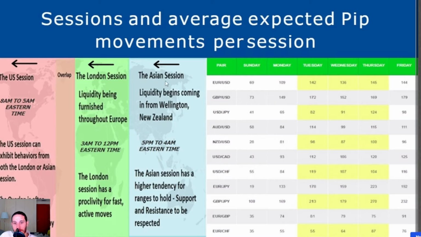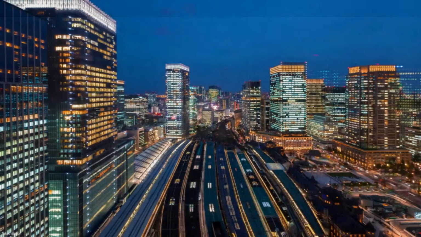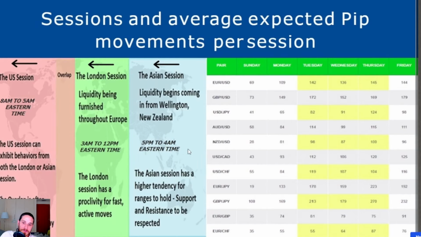So let's see, in the beginning, for example, there are 3 sessions. The Asia session, which is made up of the Sydney session and the Tokyo session. Here are the timings of the sessions. And the Asia session, usually it's not that fast, so you can trade support and resistance, I'll explain what that is later.